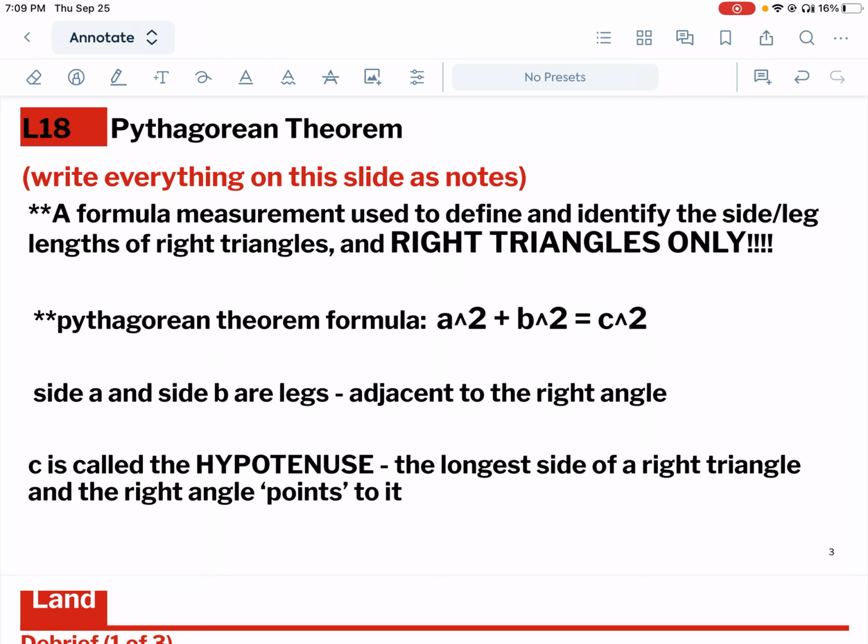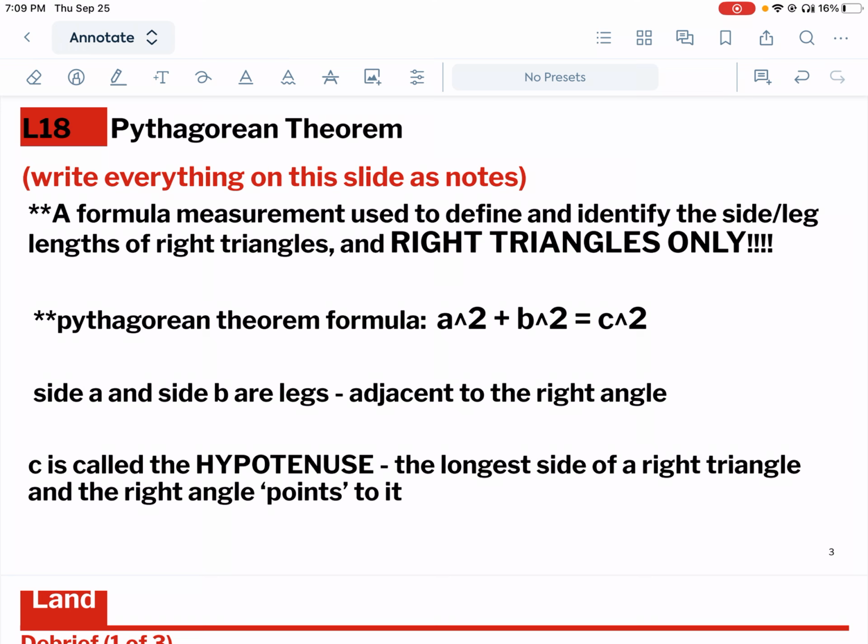It's a formula measurement used to define and identify the side lengths or the legs of right triangles and right triangles only. That is the definition of the Pythagorean theorem. Underneath that, the formula for Pythagorean theorem is a squared plus b squared equals c squared. That means a and b are the legs, c is the hypotenuse. So that's the squared values of the legs added together, which will equal the squared value of the hypotenuse length.